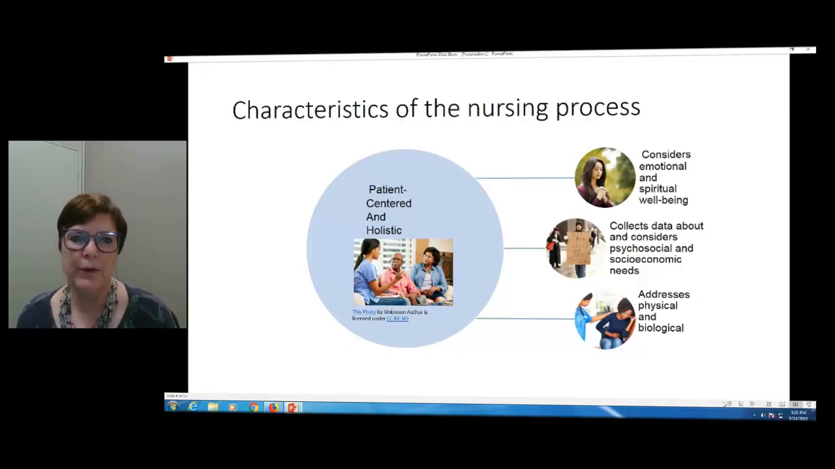And that means that when we are considering care for a patient, we've got to consider the emotional and the spiritual well-being of the patient. We're going to collect data that's going to consider the psychosocial and oftentimes socioeconomic needs of the patient. And we're going to address the physical and the biological. So, nursing being holistic is going to address the physical, the emotional, and the spiritual, and then sometimes the psychosocial and the socioeconomic aspects of a patient's care.